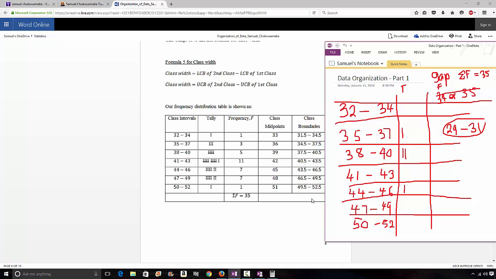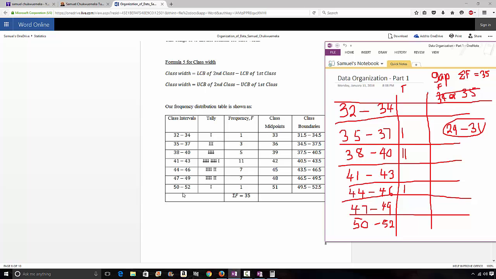Okay, another issue is now finding the upper class boundary of the last class, in this case, the seventh class. So you could also just add 3: 49.5 plus the class size, which is 3, to give you 52.5. Or you could presume that there is an 8th class.